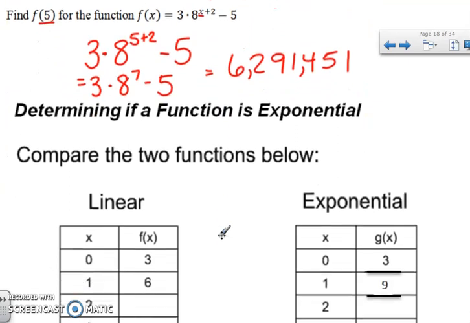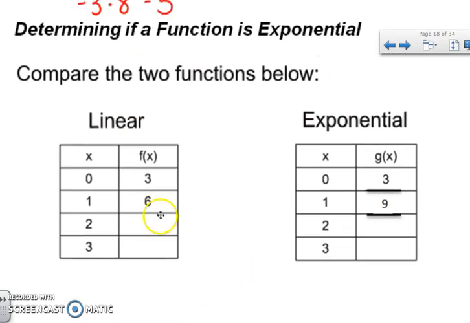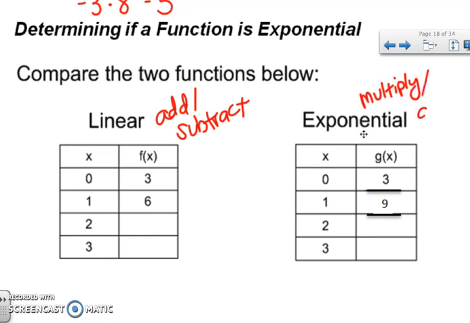Now we're going to see how to determine if it's linear or exponential. So I've got two tables. I've got a linear table and I have an exponential table. Remember, linear is going to add or subtract, which means exponential is going to multiply or divide. Okay, so if I notice my table went from a 3 to a 6, that means they added 3.